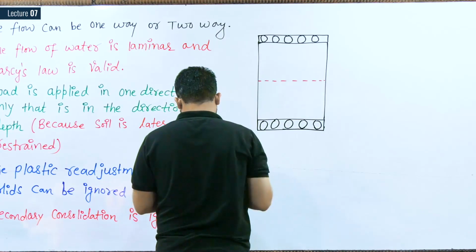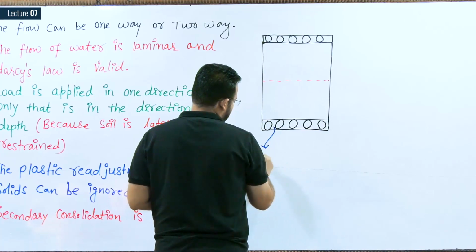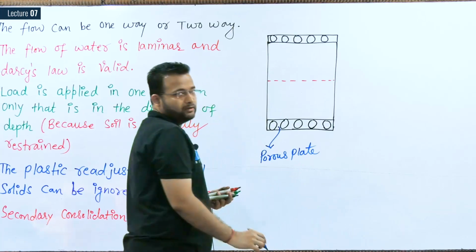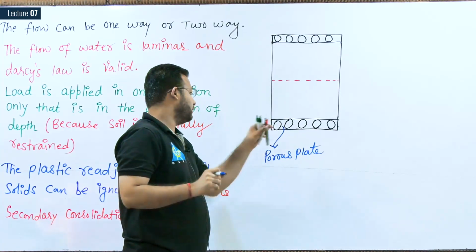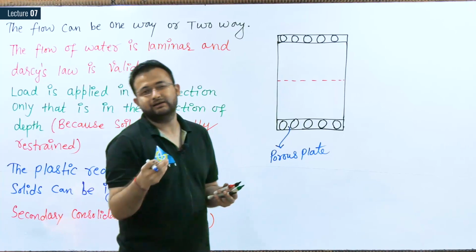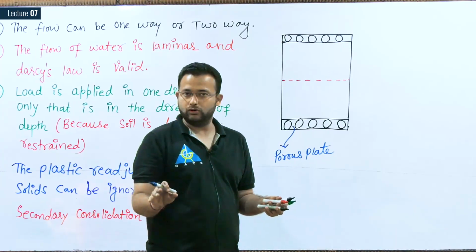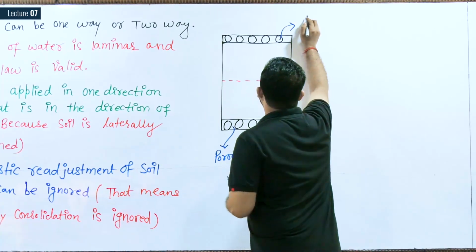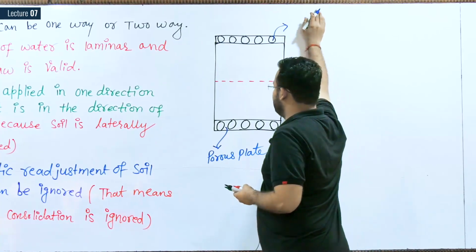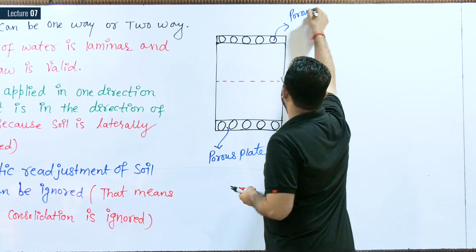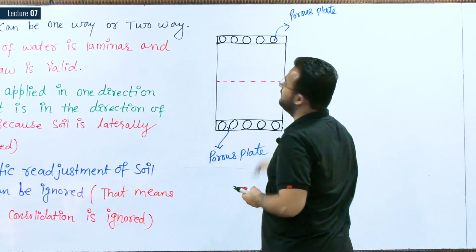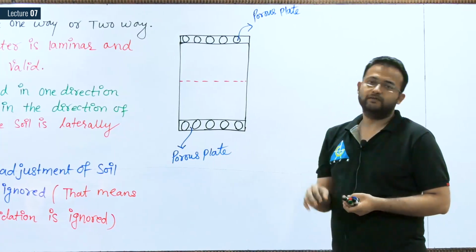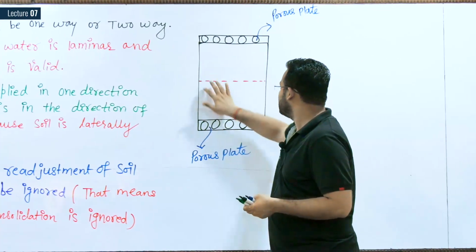See, here also we have soil, the same soil. On the top we have one porous plate. If you want, I can write that this is the porous plate, a stone plate having a number of pores. Here also I can write porous plate. If I write porous plate, it indicates the actual situation of the ground. See, this is your clay soil.